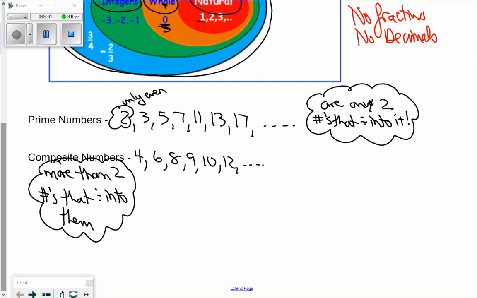Just 1, right? 1 only has one number that divides into it, 1. So in order to be prime, you have to have 2 numbers that divide into you. In order to be composite, you got to have lots of numbers that divide into you. So 1 is the loneliest number, and so it only has 1. So 1 is neither prime nor composite.